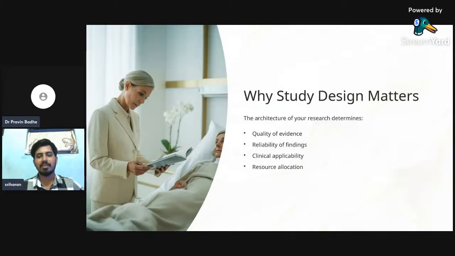And reliability of findings. The reliability of findings should come from a solid design. Our design should be solid, so that when others do research similar to ours, the answers are similar. So reliability and consistency are important in study design. And clinical applicability: our study design should reflect real-world scenarios and be applicable. Likewise, we need correct resource allocation, because wasted resource allocation leads to wrong and improper results. Time, budget, and people are the resources.